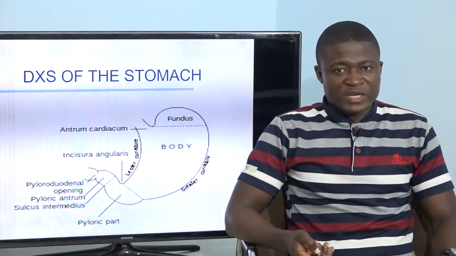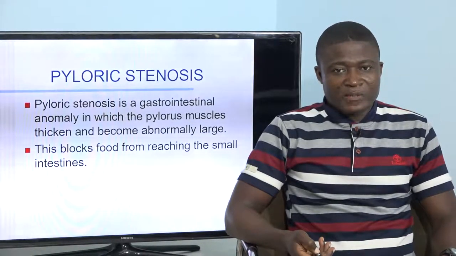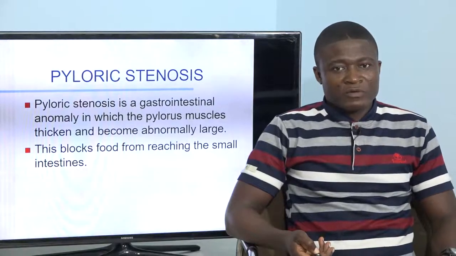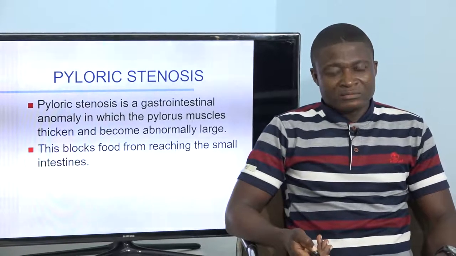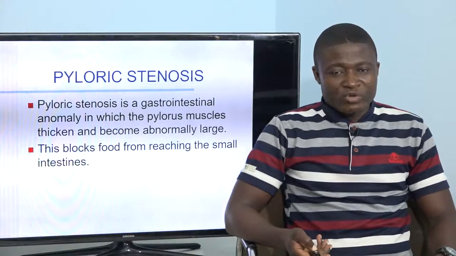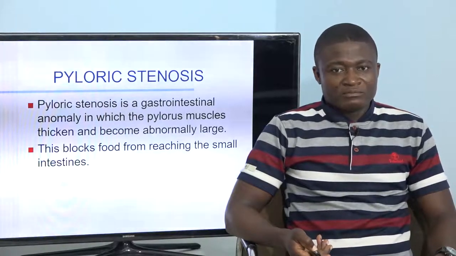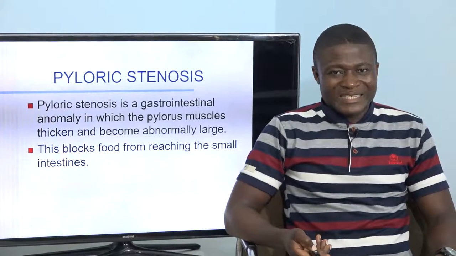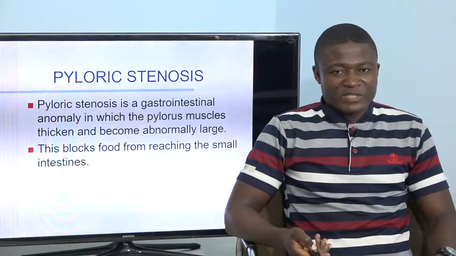I have the structure of the stomach there. You study it carefully. So the first one is pyloric stenosis. Whenever you hear the word stenosis in medicine, we're talking about narrowing of a lumen within the body. So pyloric stenosis is a gastrointestinal anomaly in which the pylorus muscles thicken and become abnormally large. This blocks food from reaching the small intestines.